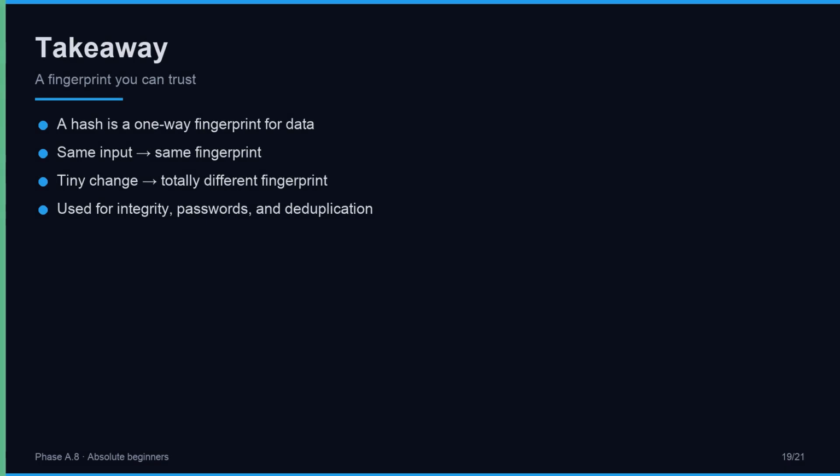Hold these 4 ideas. A hash is a one-way fingerprint for data. The same input always produces the same fingerprint. A tiny change to the input produces a totally different fingerprint. And you cannot reverse a fingerprint back into the input. That combination of properties is why hashing is used for file integrity, password storage, and deduplication all over modern software. The first tool of protection. The fingerprint you can trust.